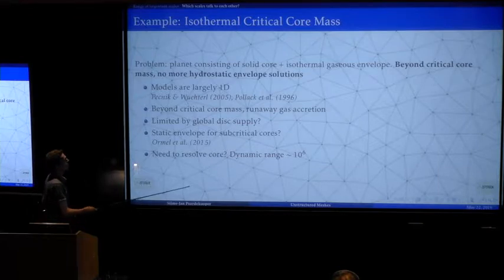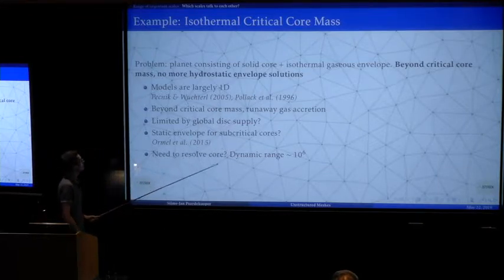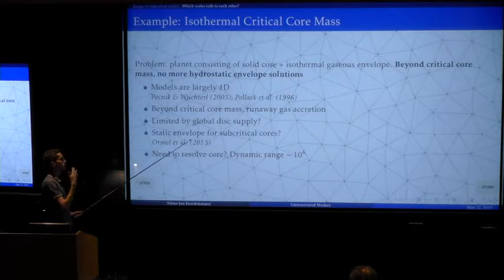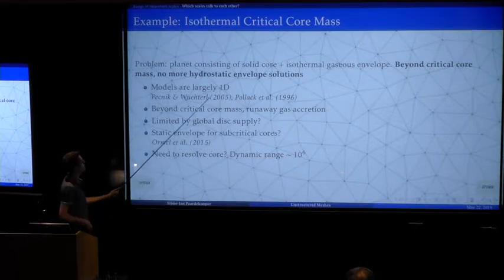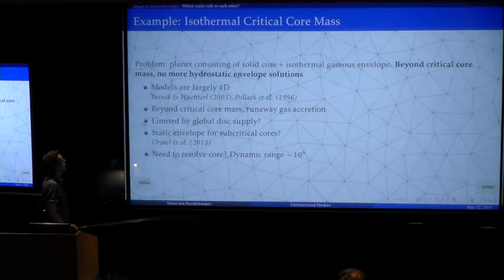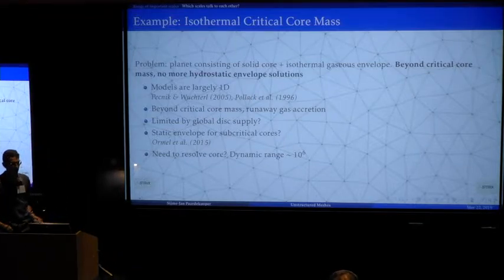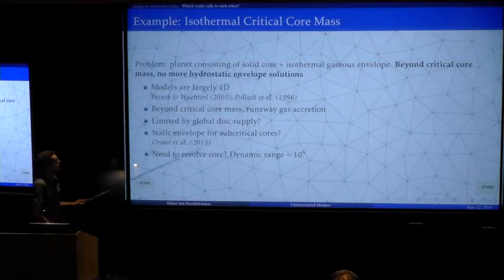And of course, there are very famous 1D models like the one of Pollack et al. '96, but they have complicated realistic equations of state. There's a lot of thermodynamics in there. You can do it for an isothermal disk as well, as shown by Pechnik and Wuchtel back in 2005. And these are 1D spherically symmetric models.